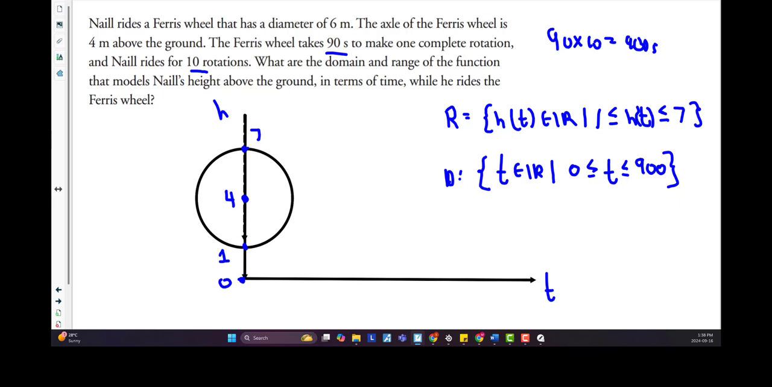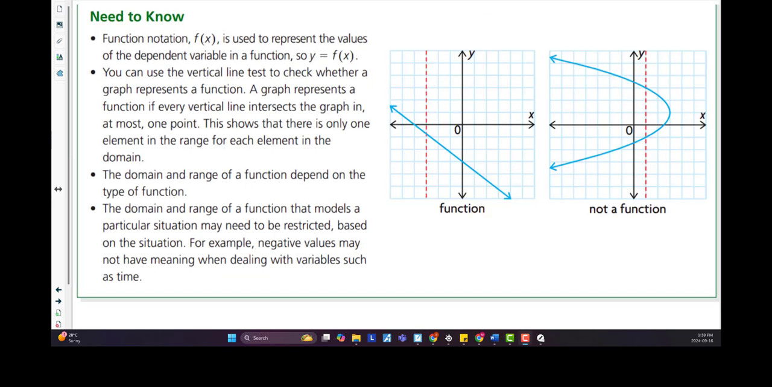Okay, hopefully that helps. Here are some summary items. So you need to know function notation: f of x is used to represent the values of the dependent variable in a function. y is equal to f of x.